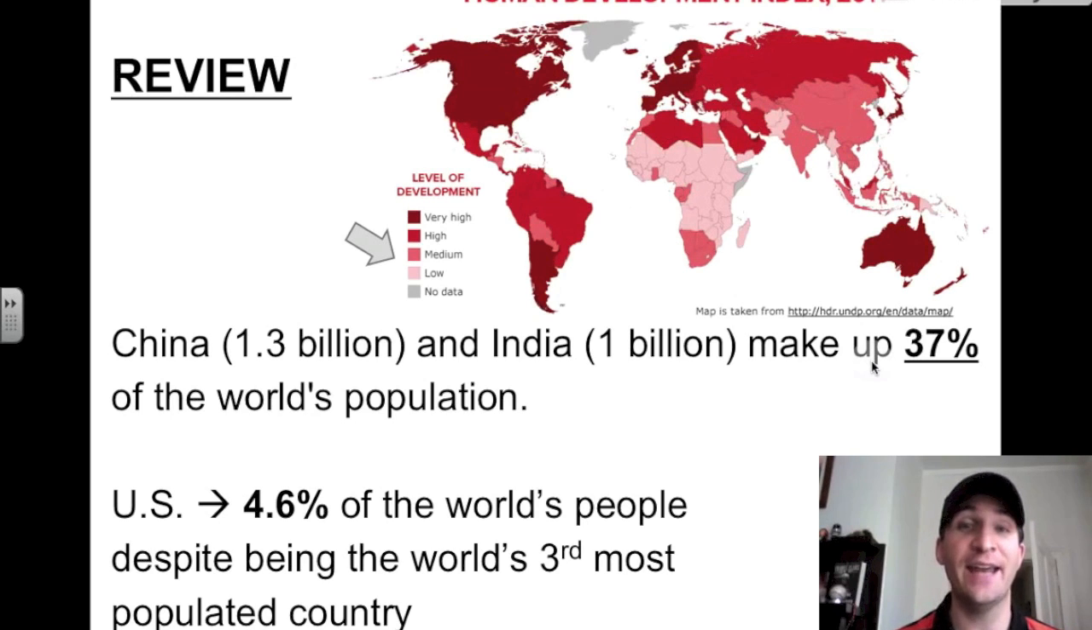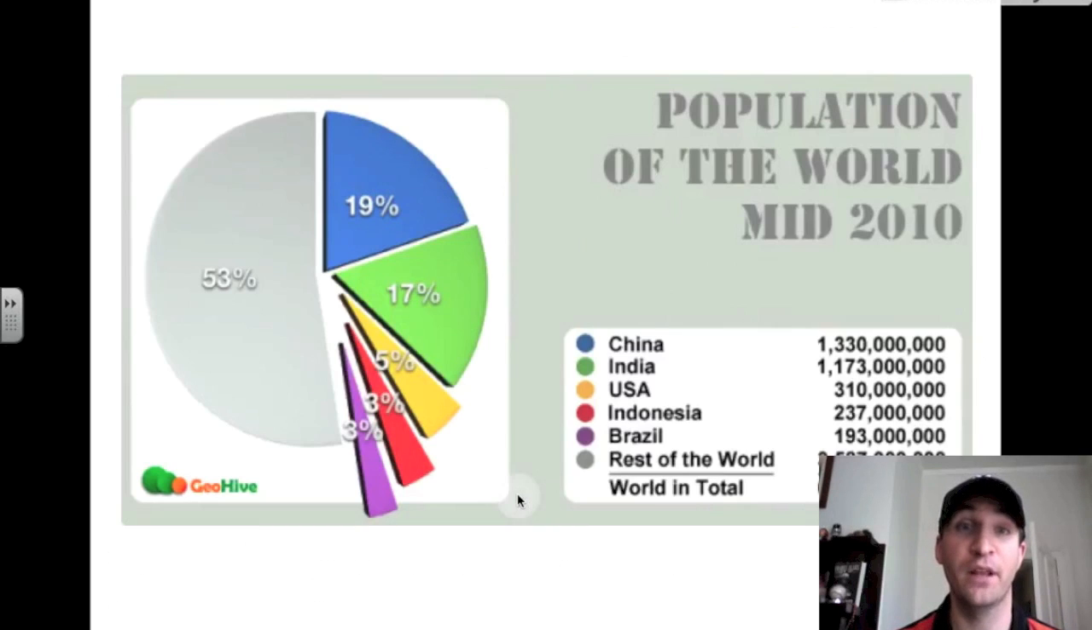Also, China and India make up 37% of the world's population. They are rapidly growing. China makes up 1.3 billion of the world. India makes up 1 billion of the world's population. The United States, we're at number 3, and we only make up 4.6% of the world's people. It just shows you how many people China and India have. And this is a pie chart that reinforces this idea of China in blue and India in green dominating the world population.